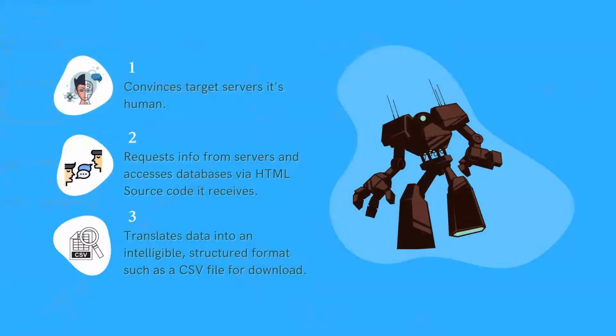When you use content scraping software, we'll refer to it as a bot, and specify target URLs and/or keywords. This bot tries to convince the servers that it's human. Once past that hurdle, it sends a request to the target server, and in return is sent HTML source code, which allows it to access the target data that you've requested. That's all based on the parameters that you have previously established.